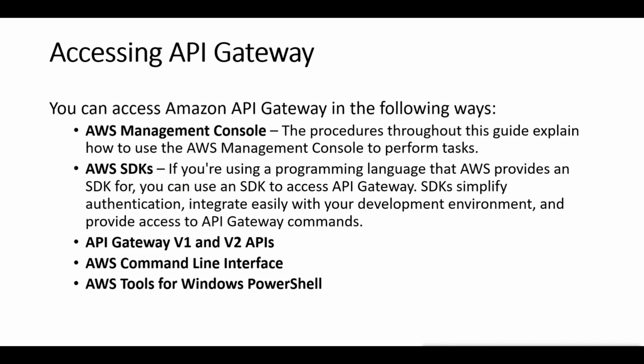And how do you access your API gateway? You can access the API gateway in many ways. You can access from your Amazon Management Console. You can access from AWS SDKs. You can access through API Gateway version 1 and version 2 APIs. From the command line interface also you can access, and from AWS Tools for Windows PowerShell also you can access. If you want, you can log into your AWS, or you can just search and see how you can go with this. So that is all about API Gateway you need to know for your exam.